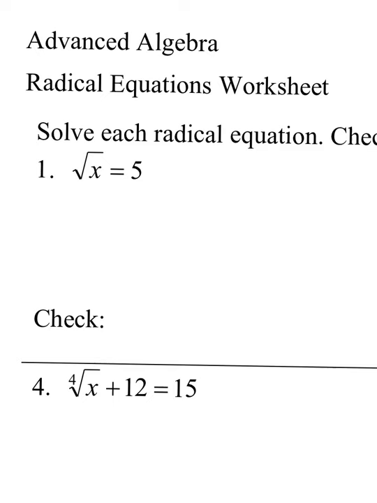Solving radical equations is similar to solving equations with rational exponents. Let's look at number 1. Remember that inside of the radical we have an exponent. If there is no exponent, it's an invisible 1, and if there is no number on the outside of the radical, it is an invisible 2.